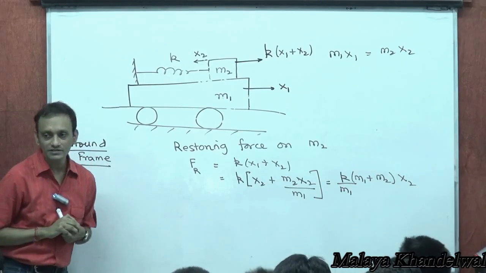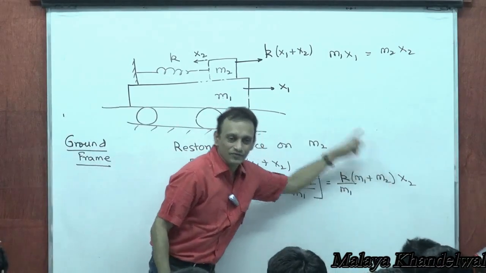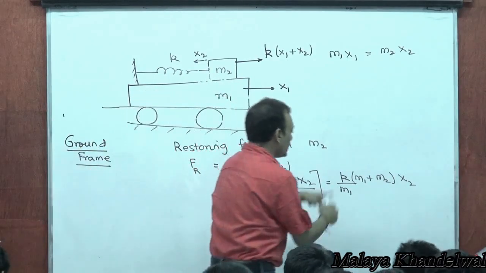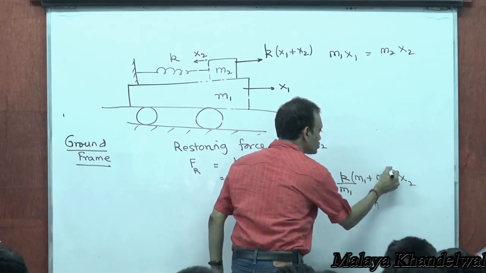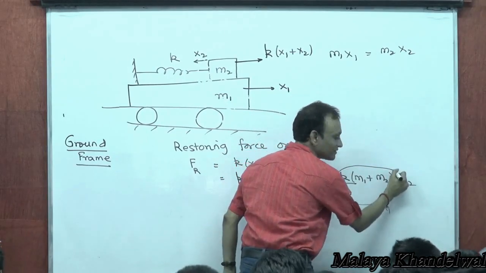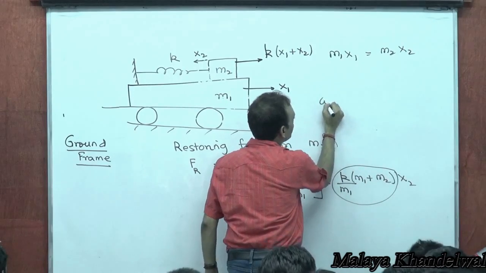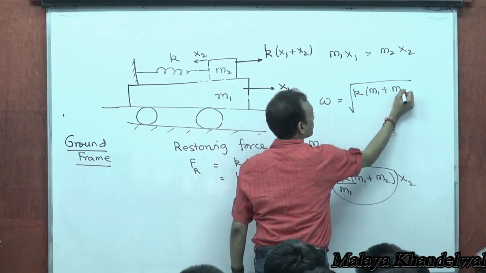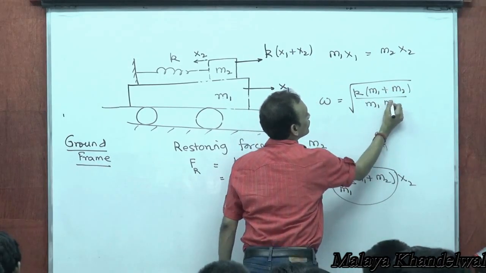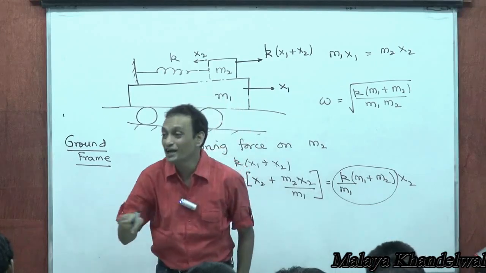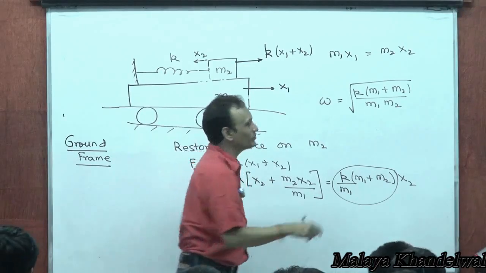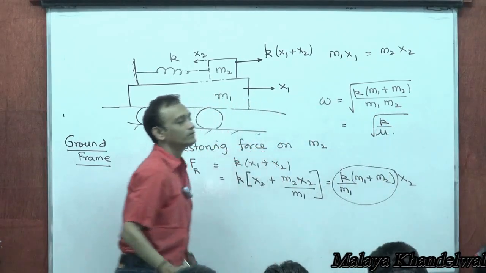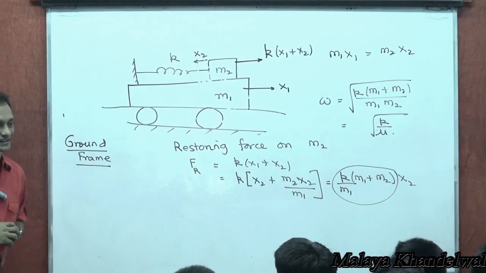That's a restoring force proportional to the displacement from the mean position. So the motion of M2 must be simple harmonic, right? With the equivalent force constant for the system being this, the omega of oscillation would be root k of the system (M1 plus M2) by M1 M2, which is root k by mu. This again is identical to the regular two-body oscillator that we've studied.